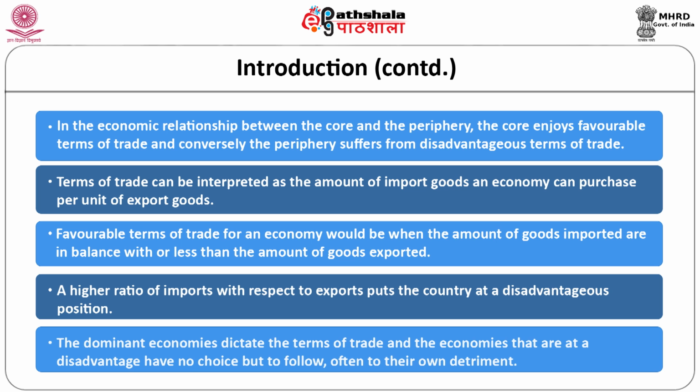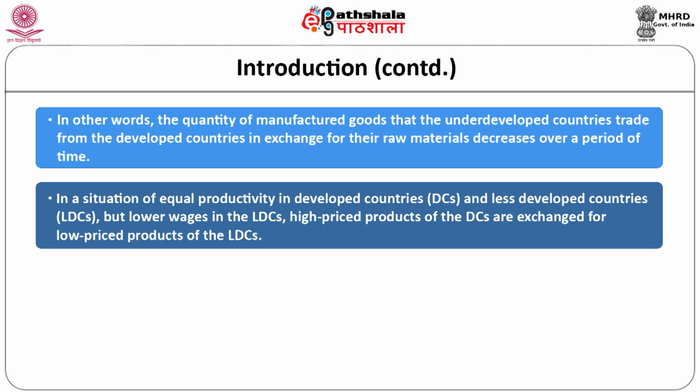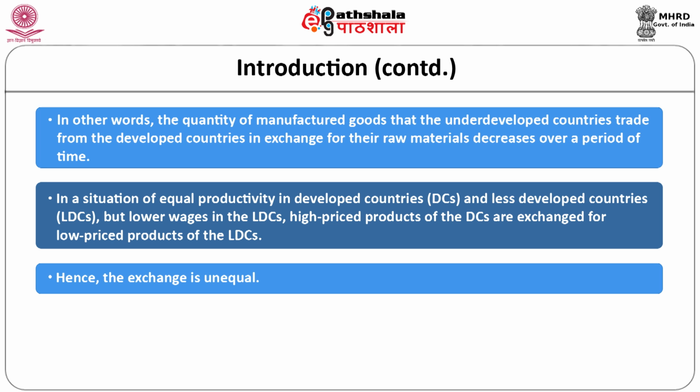The dominant economies dictate the terms of trade, and the economies that are at a disadvantage have no choice but to follow, often to their own detriment. In other words, the quantity of manufactured goods that the underdeveloped countries obtain from the developed countries in exchange for raw material decreases over a period of time. In a situation of equal productivity in developed countries and less developed countries, the lower wages in the less developed country and the high-priced products of the developed countries are exchanged for low-priced products of the less developed countries. Hence, the exchange is unequal.